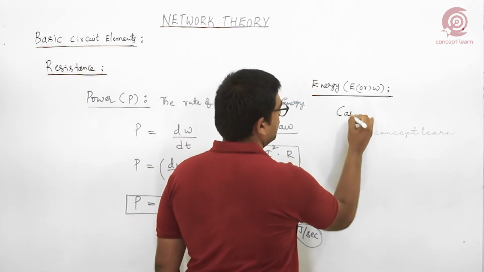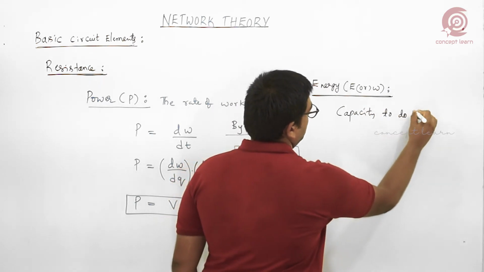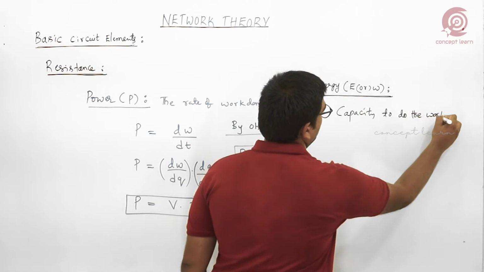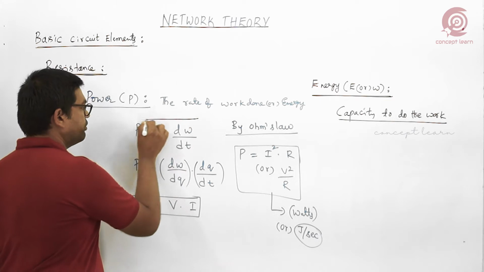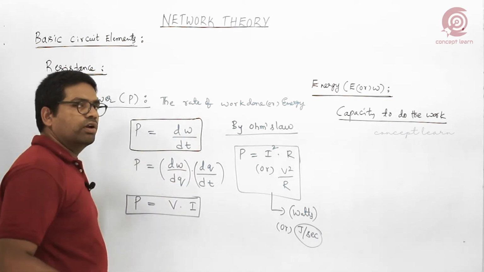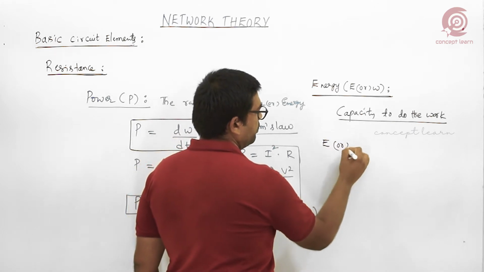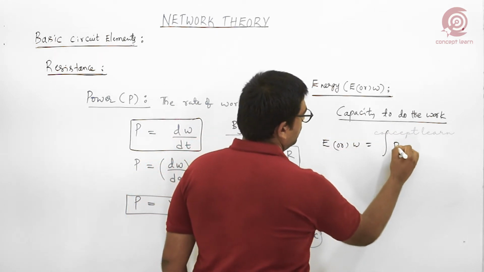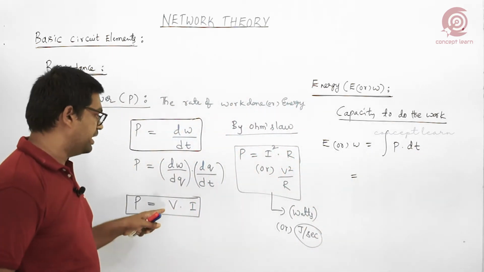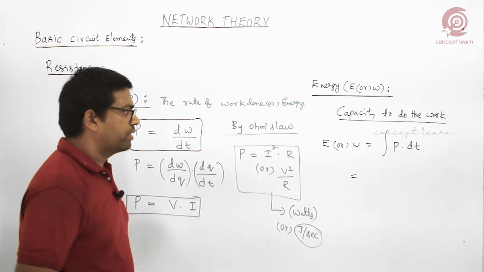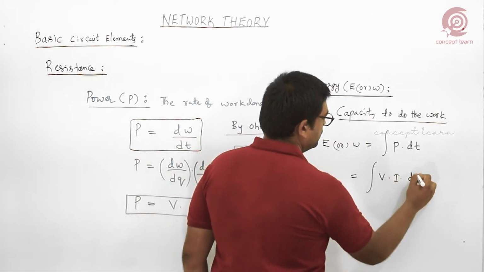Energy is nothing but the capacity to do work. So what is the opposite action for this? We follow integration. E or W we are indicating with integral p dt. Integral p dt, where power you can even express as the product of voltage and current, then we get integral v into i into dt.